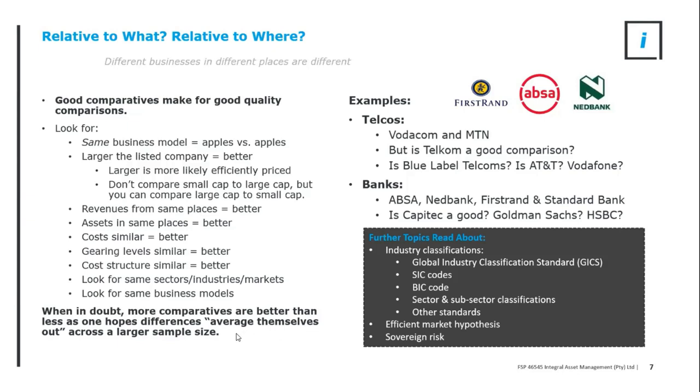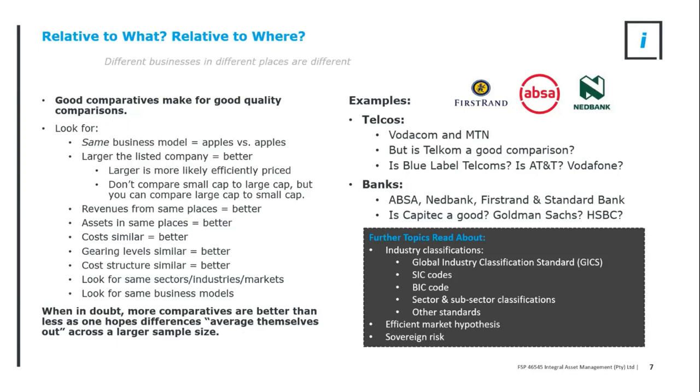So when in doubt, more comparators are better than less, as one hopes the differences average themselves out over large sample sizes. An example is in the South African space, Vodacom and MTN, they're both mobile operators. Bang, we've got two stocks, we can compare them.